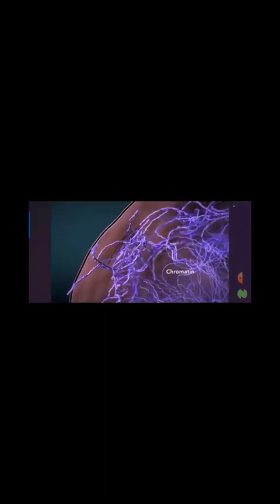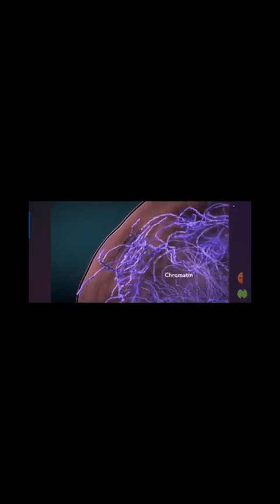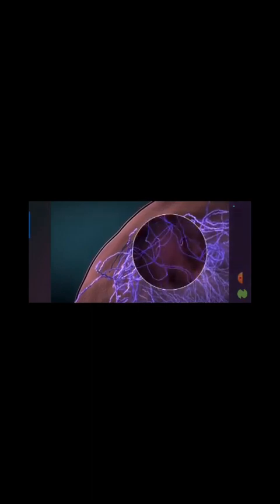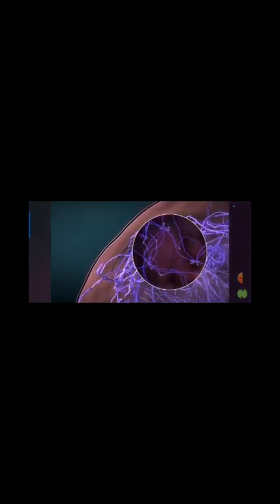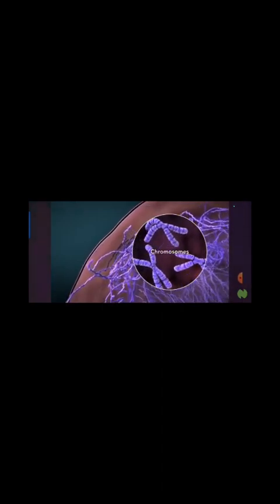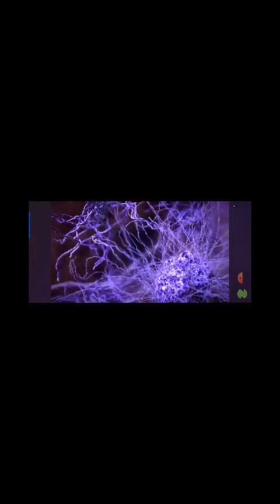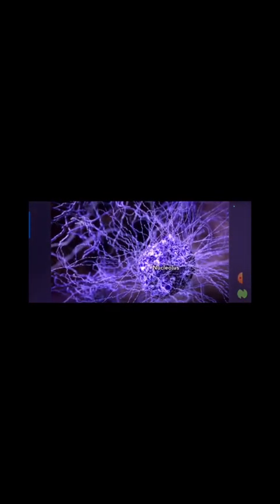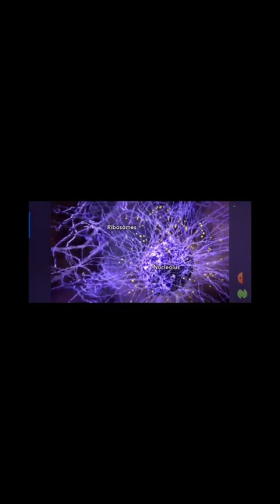Chromatin is the tangled, spread out form of DNA found inside the nuclear membrane. When a cell is ready to divide, DNA condenses into structures known as chromosomes. The nucleus also contains a nucleolus, which is a structure where ribosomes are made. After ribosomes leave the nucleus, they will have the important job of synthesizing or making proteins.